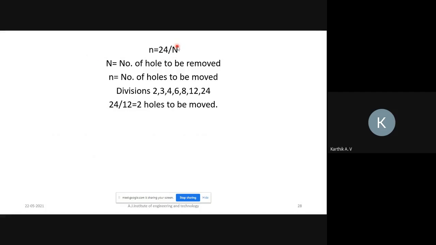So n is equal to 24 divided by N. So why is it 24? The direct indexing mechanism has a total of only 24 holes in the index plate, not more than that or less than that. Okay, so the index plate has only 24 holes. Here capital N is nothing but the number of divisions required, and small n is nothing but the number of holes to be moved. Okay, number of holes to be moved.